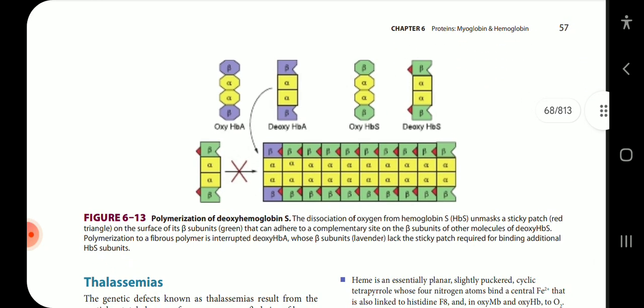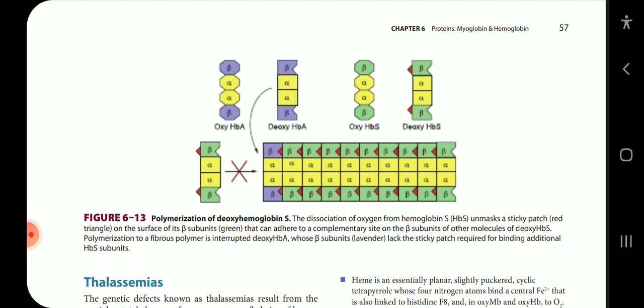If we look at this, we can see polymerization of deoxyhemoglobin S. The dissociation of oxygen from hemoglobin S unmasks a sticky patch (red triangle) on the surface of its beta subunits (green) that can adhere to a complementary site on the beta subunits of the other deoxy-HbS molecules.